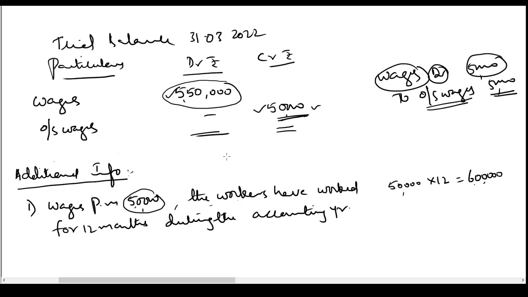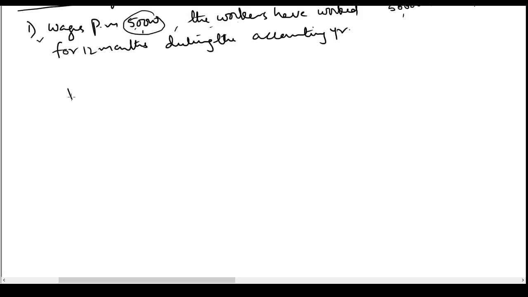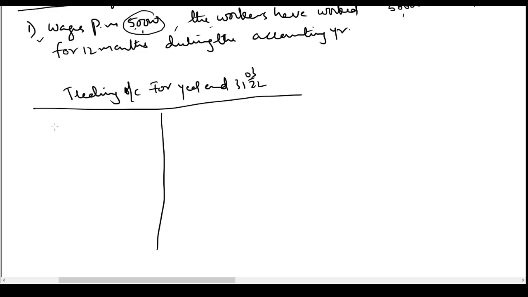The remaining amount has to be now recognized as an expense. So indirectly, this additional information is telling you that one more month of wages of 50,000 rupees has not been recorded in the books of account, which you have to record now. Okay, so let us see how we will solve this problem. I'll prepare the trading account because wages is debited in the trading account. Trading account for year ended 31st March 22. I'll write to wages in the inner column, 5,50,000.